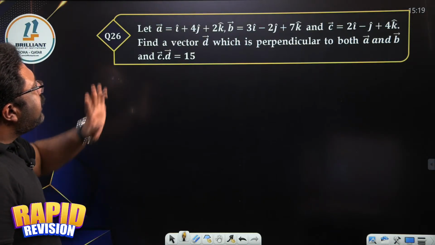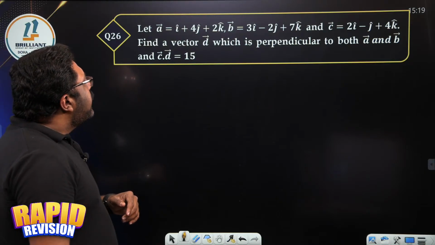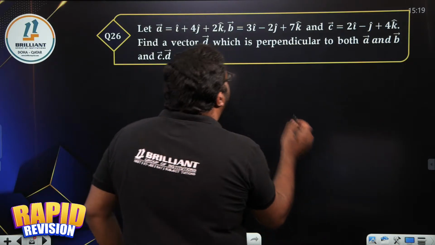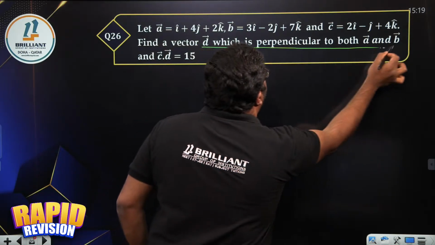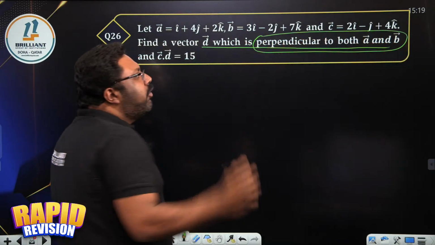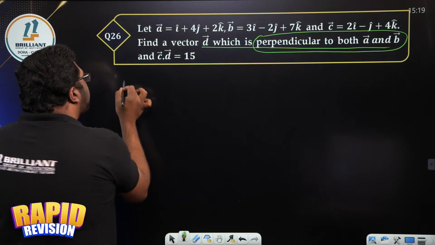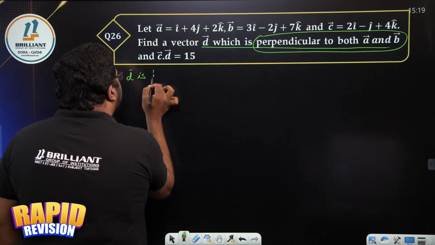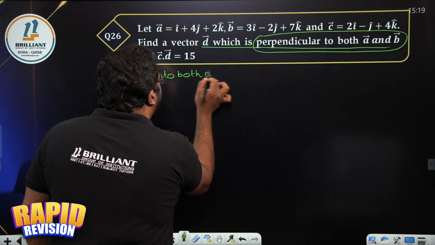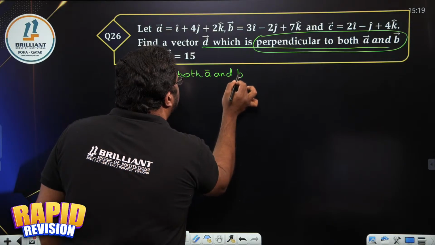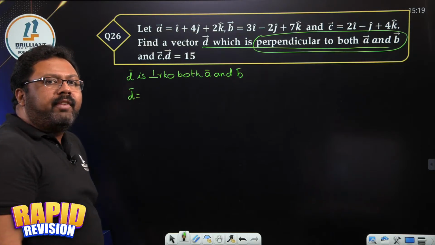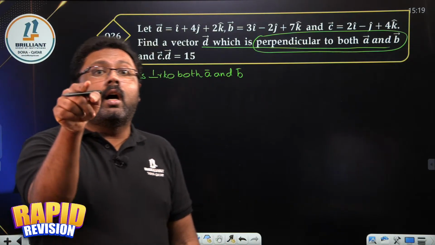26. A is given, B is given, C is given. You are supposed to find a vector D which is perpendicular to both A and B. A very important condition. Finding a vector which is perpendicular to both A and B. D is perpendicular to both A and B. Normally, if somebody asks you a question like this, find a vector which is perpendicular.